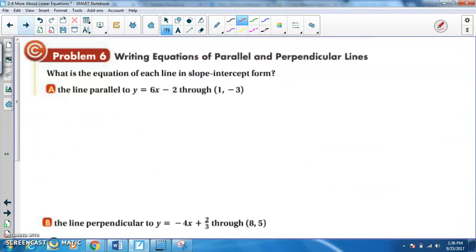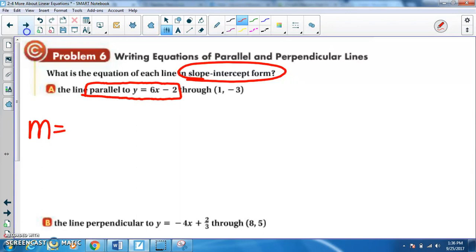So let's use that. Writing equations of parallel and perpendicular lines. What is the equation of each line in slope-intercept form? So once we plug it in, we have to have our ending in slope-intercept form. A line parallel to y equals 6x minus 2 through the point (1, negative 3). So parallel to this line means my slope is the same as this line, and the slope of this line is 6. My point is (1, negative 3).